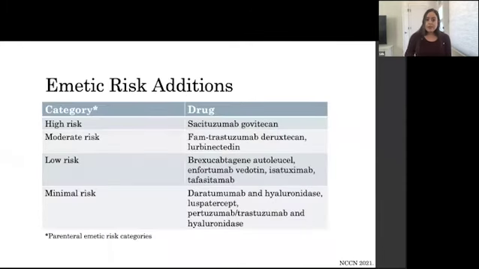There are several emetic risk additions to the guidelines, as of course there have been many new oncology drugs lately. We do have a high risk drug that is new, sacituzumab govitecan, that is used in the triple negative breast cancer metastatic setting specifically. A few new moderate risk drugs like trastuzumab deruxtecan, also used in breast cancer. Low risk drugs like isatuximab and tafasitamab have been added, and then a few minimal risk with combination drugs as well.